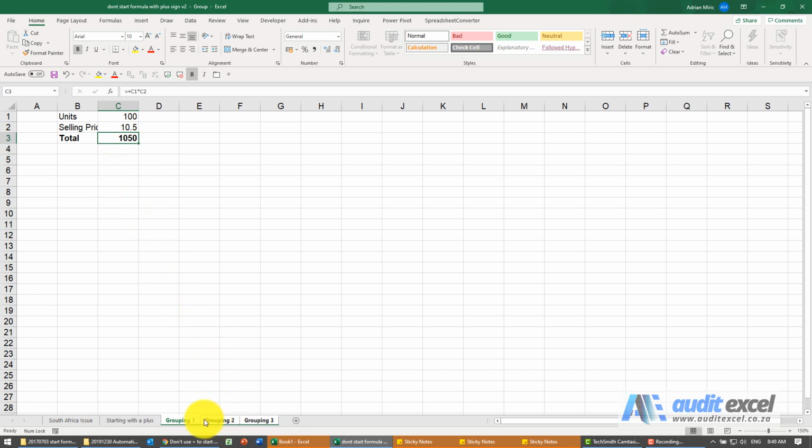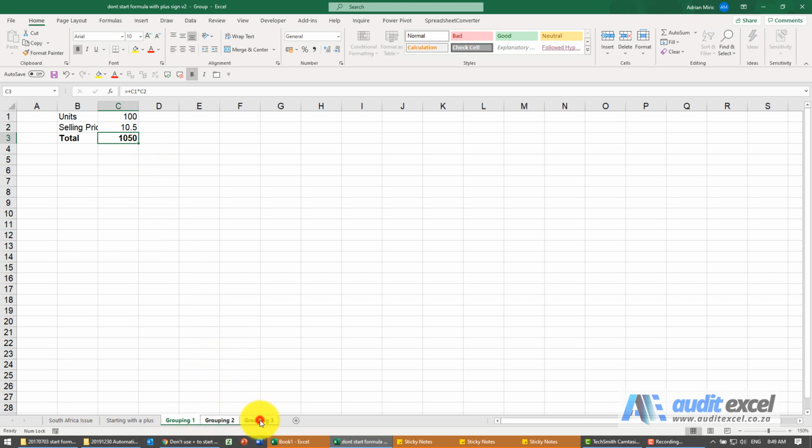I'm just going to ungroup this. Let's look at what's happening in this sheet. Notice for some reason it's changed to RC referencing. So if you do that, this one works fine, but all your other ones have a problem. So don't start with a plus sign.